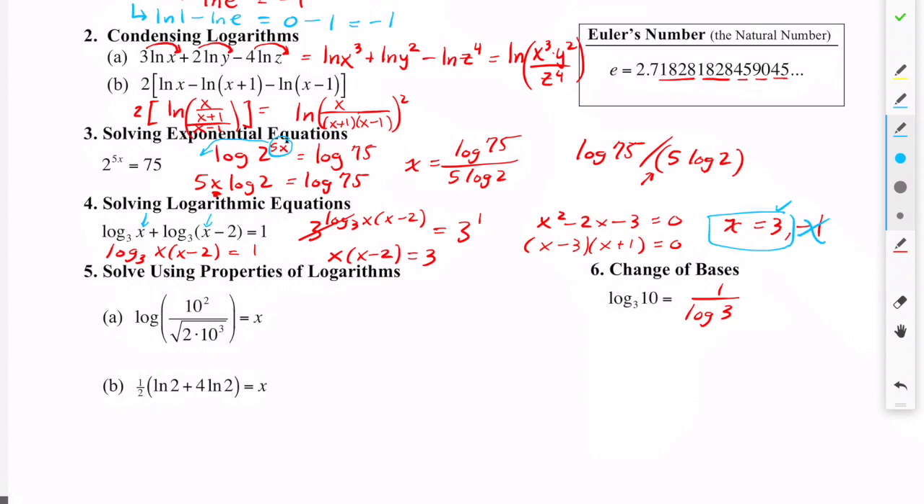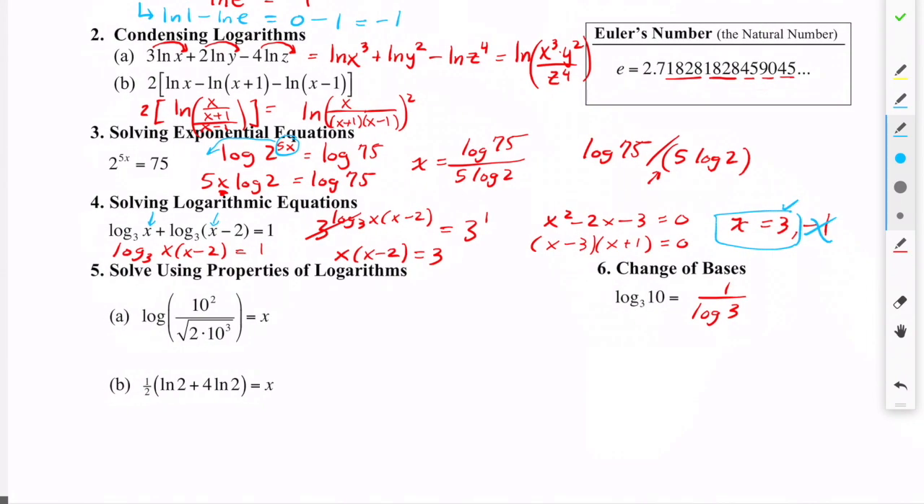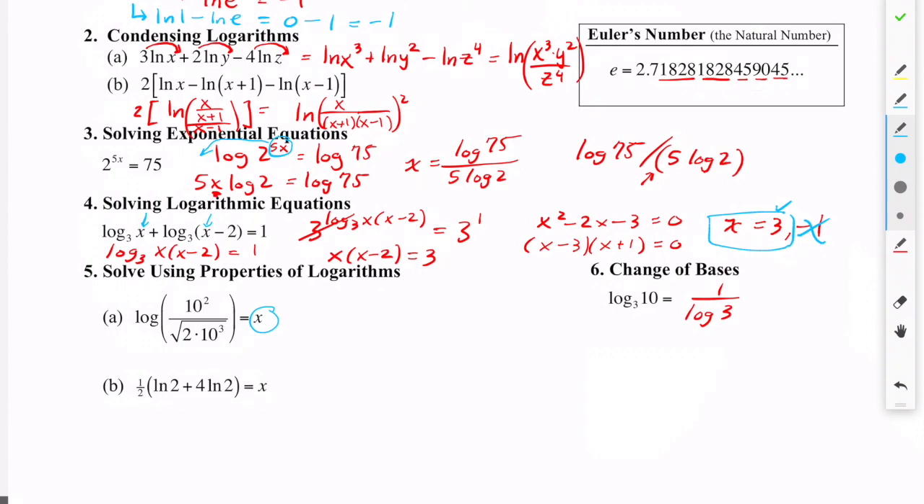Let's look at these last two then, number 5, A and B. I say solve using properties of logarithms. You might notice x is already solved for, so I don't really need to solve for x. What I really need to do is simplify or evaluate this logarithm. We can say x is equal to, well, notice I have a division happening on the inside of a logarithm, so I can expand this as a log of the top minus a log of the bottom.